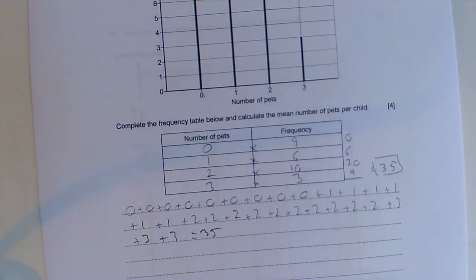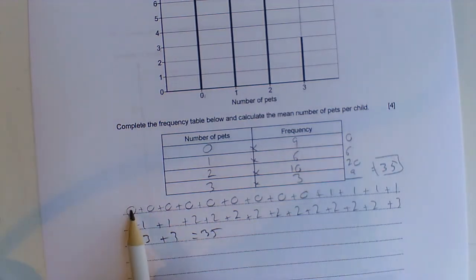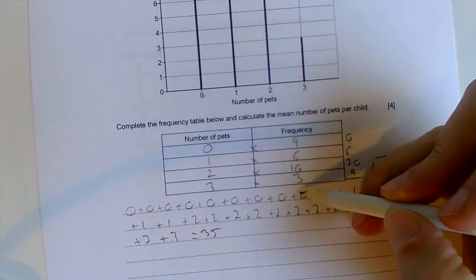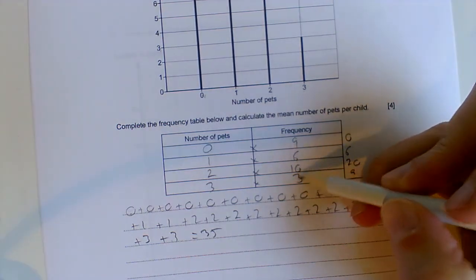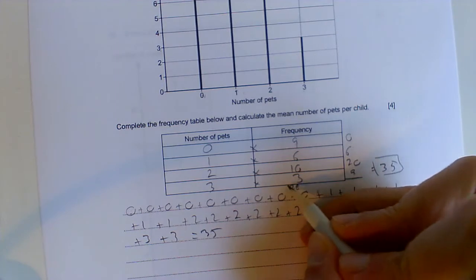We then need to decide how many students there are in this class. Okay? Now again, to do that, I could just count how many of these there are, or I could just add this up. 9 add 6 is 15. Add 10 is 25. Add 3 and there are 28 students in the class.